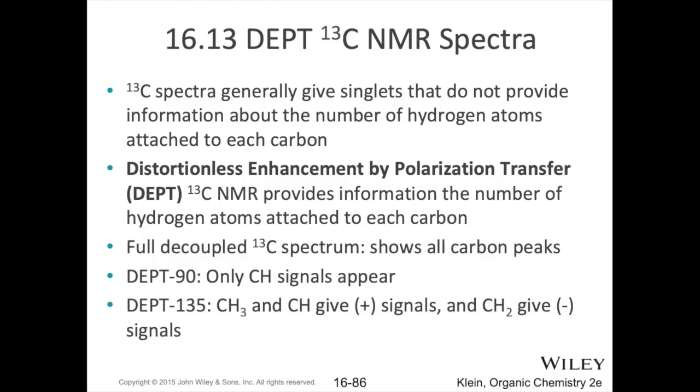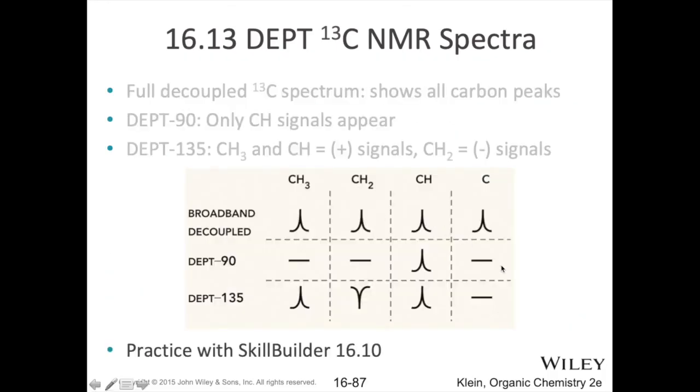Basically, while a fully decoupled carbon-13 NMR spectrum shows all of your carbon signals, these DEPT NMR will cut out some of the signals. They give you limited signals, or in the case of DEPT 135, give you a negative signal for a methylene peak. And so these peaks either disappearing or looking weird give you a feel for how many hydrogens are connected to those carbons. Okay. So this is the difference between your typical decoupled spectrum, DEPT 90, and DEPT 135.